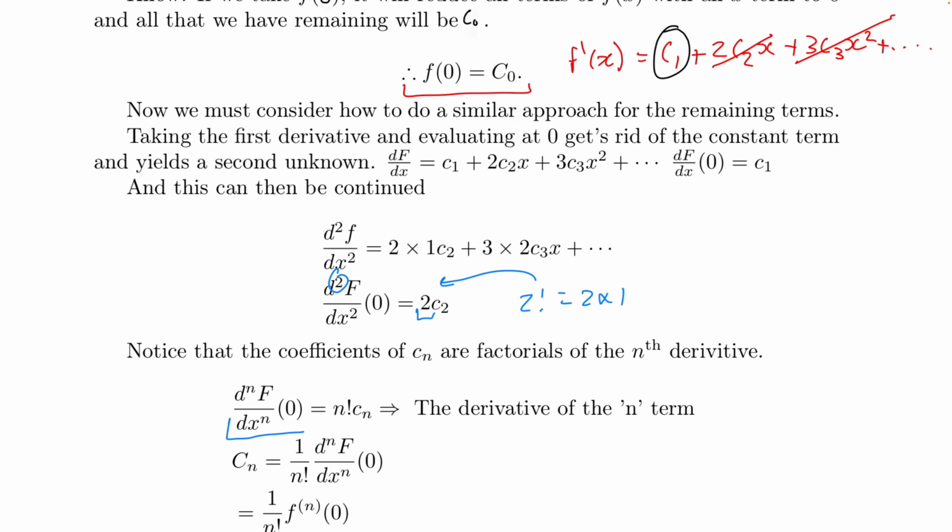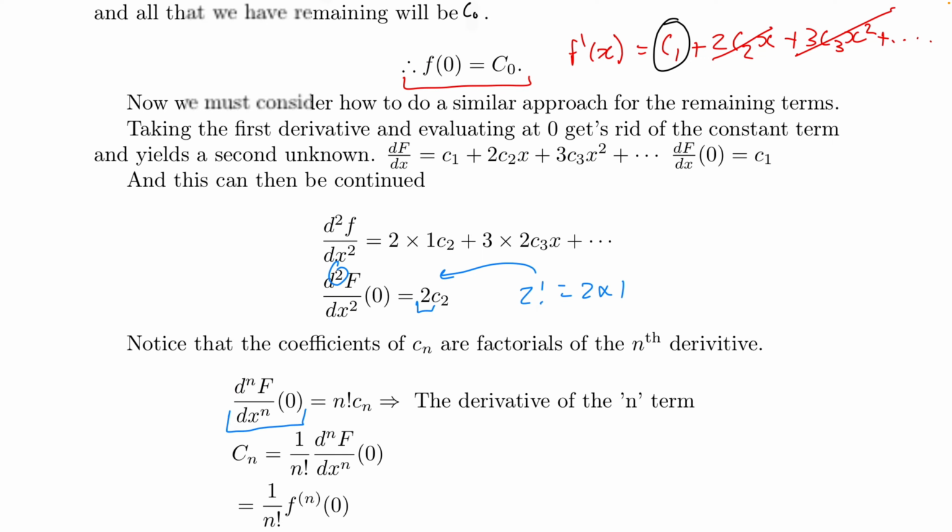I can write this down as follows. Let me take the nth derivative and evaluate it at 0. I'm going to get a c subscript n term with a coefficient n factorial, which is just a more complicated way of writing what we've just proved above. I can divide both sides of this expression, what I'll call line 1, by n factorial, and I get cn is equal to 1 over n factorial multiplied by the nth derivative evaluated at 0.